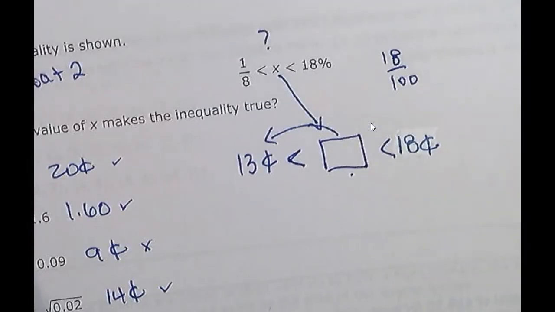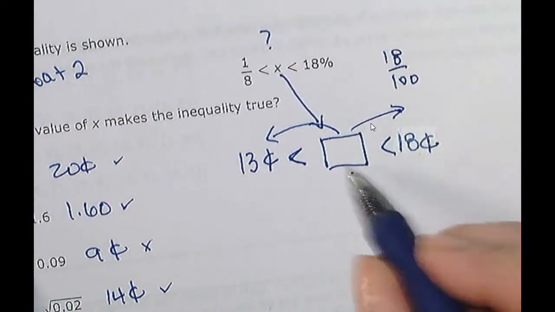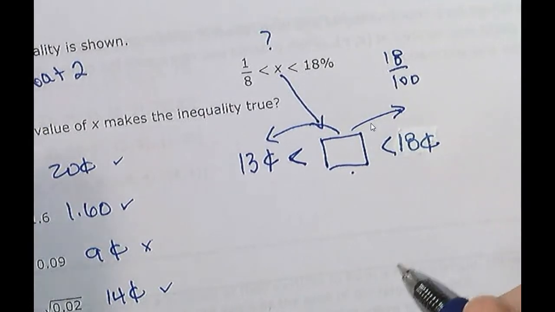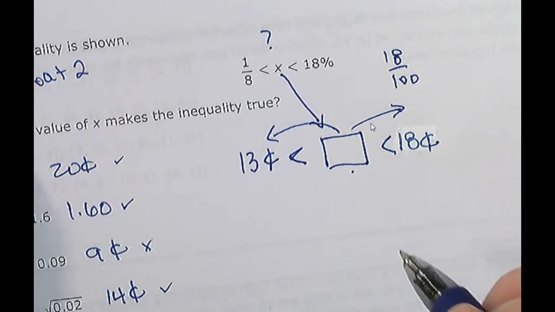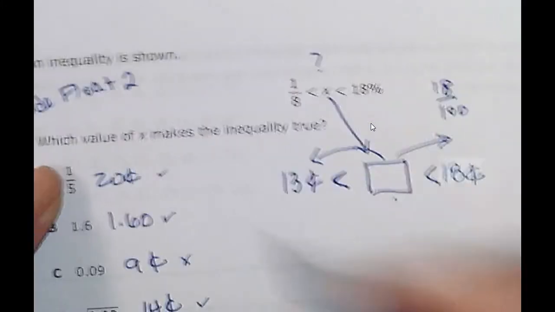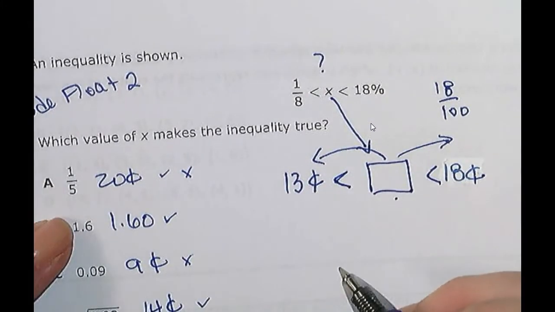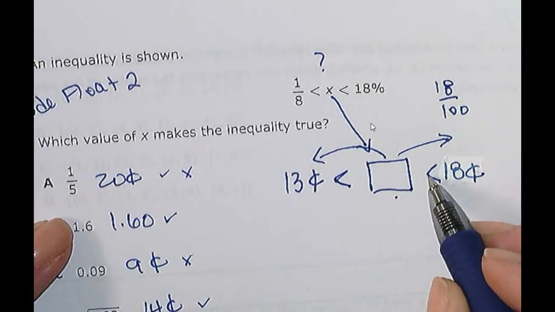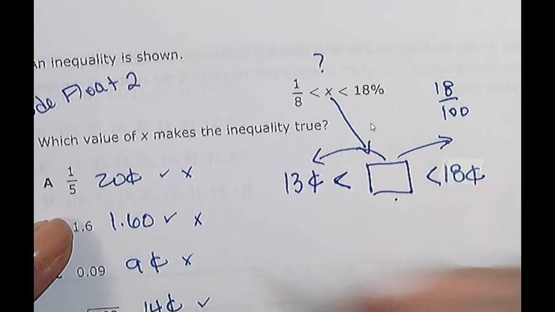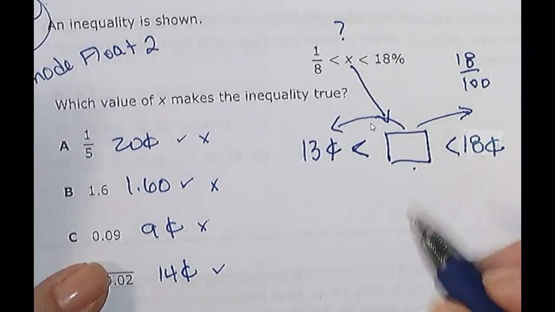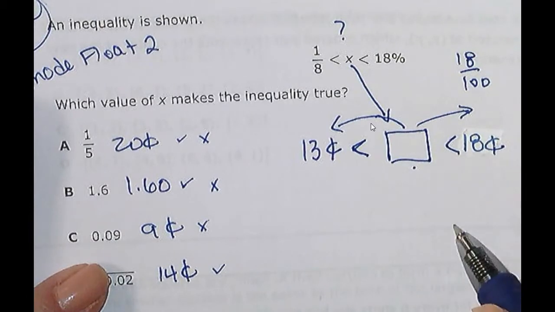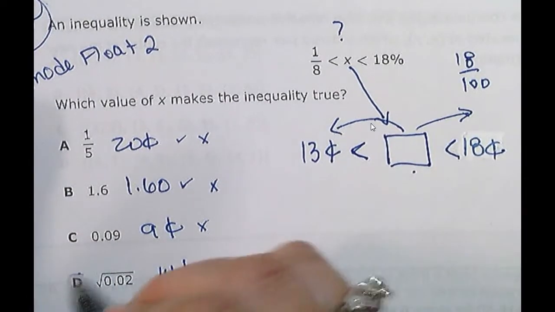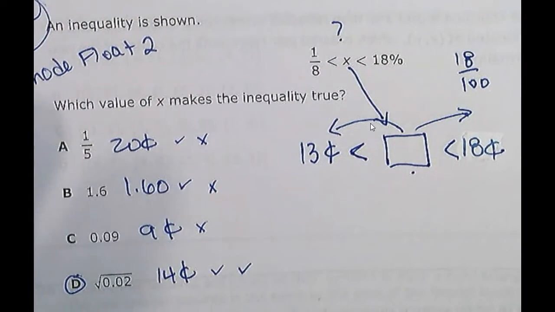Let's go the other way. This number is less than 18 cents. Is 20 less than 18? No, 20 is more. Is $1.60 less? No, it's more. That one's wrong. Is 14 cents less than 18? Yes, it is. Answer is D. And that's all there is to it.